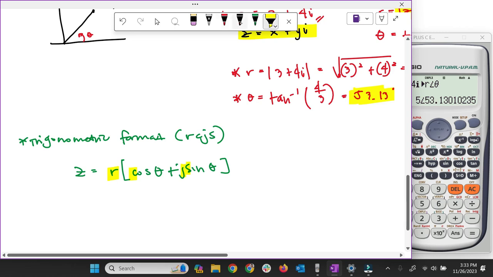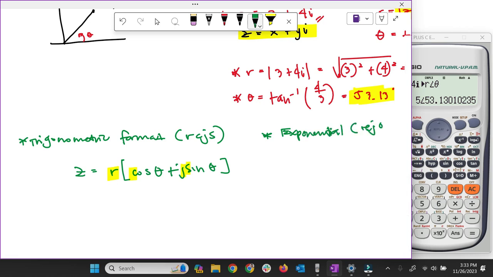Okay? Next, let's have the exponential. Sa exponential naman, it's regio. Ayan, kasi it follows the format na R e raised to j theta. Regio. Okay?